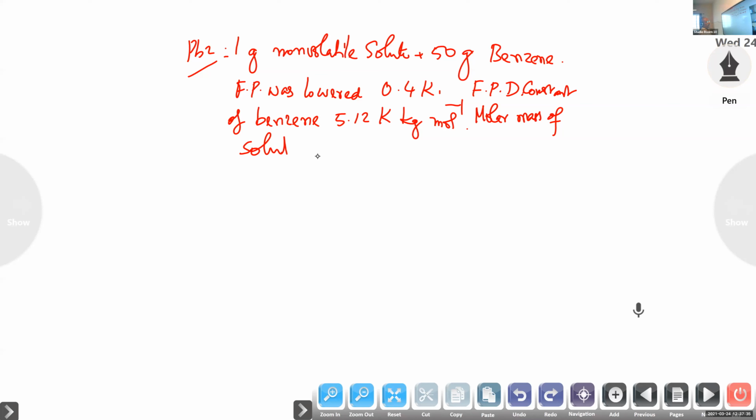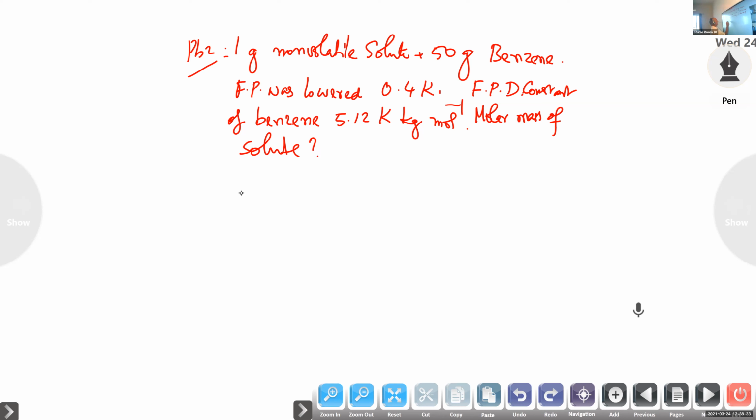So this time we have to find out the molar mass. 1 gram of the solute plus 50 gram of benzene. The solvent is benzene, 50 gram of benzene. Emmanuel, the solvent is benzene. Yes, sir. And the solute is unknown, but 1 gram of it. Then the freezing point of benzene was lowered by 0.4 Kelvin. The freezing point depression constant of benzene is 5.12 Kelvin kilogram per mole. What is the molar mass of the solute? So what is the relation to be used to find out the molar mass?